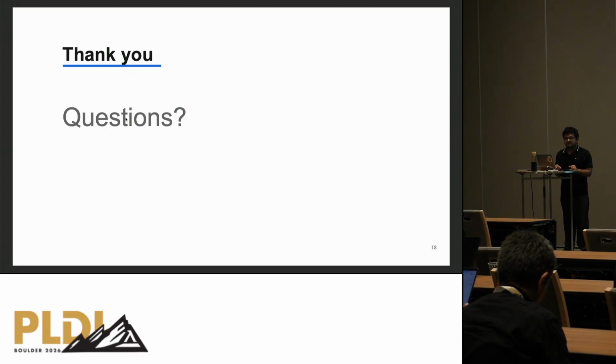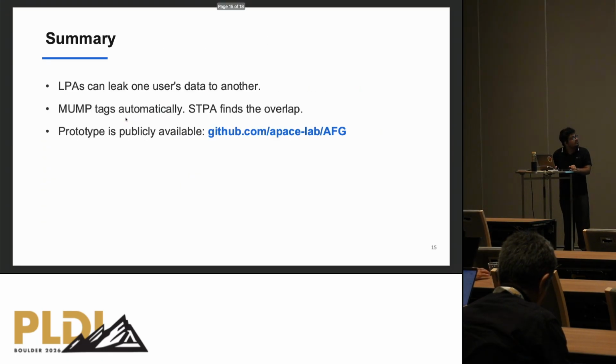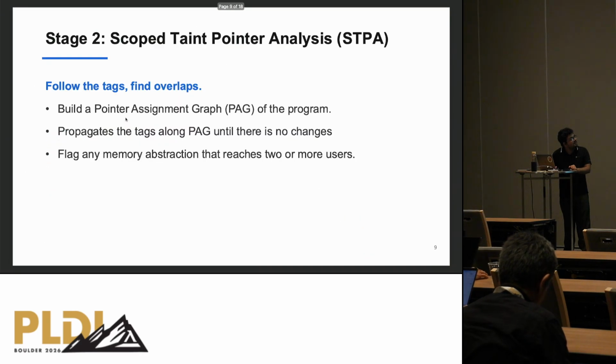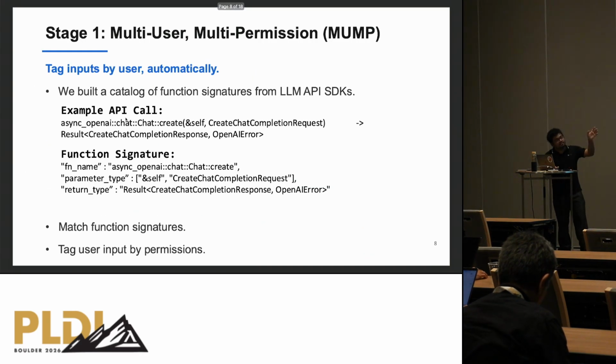Hey, thanks. Great presentation. One question was around you are mapping LLM API function signatures, right? To identify that this call came from user A's LLM versus user B's LLM. Can you briefly explain how you're doing that?